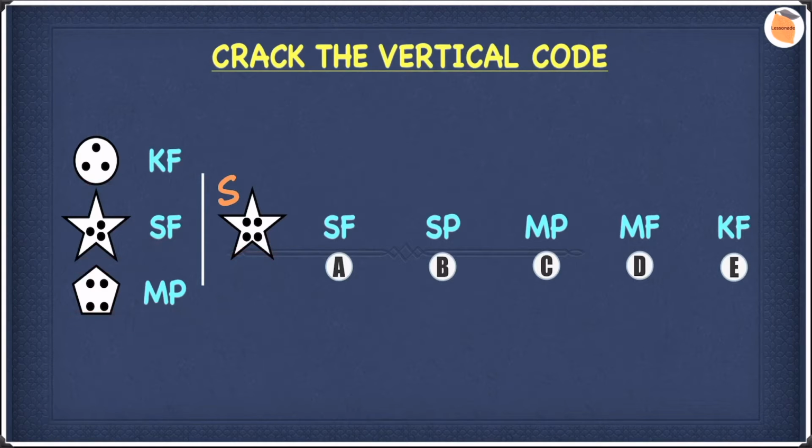So as a result, we can cross off C, D, and E because they don't start with an S. So we're now left with A and B. Let's have a look at the second letter. The second letter is F, F, and P.